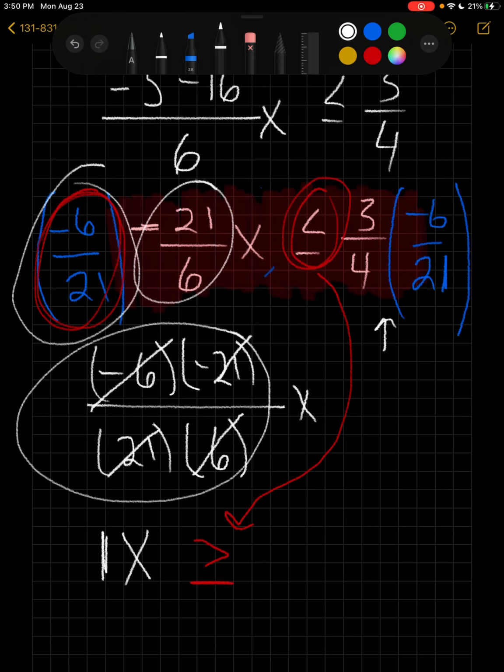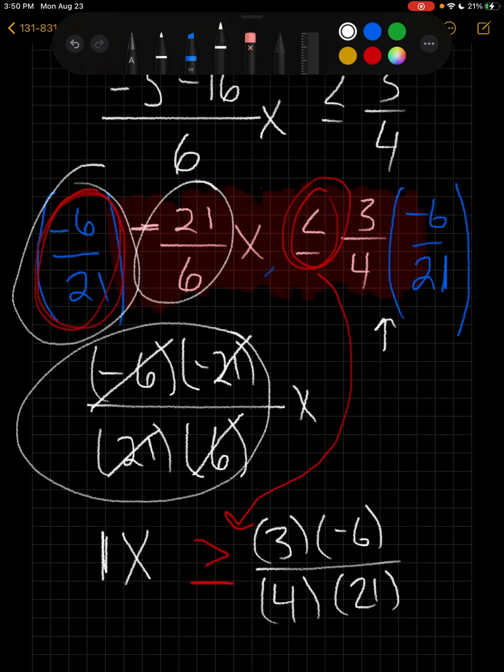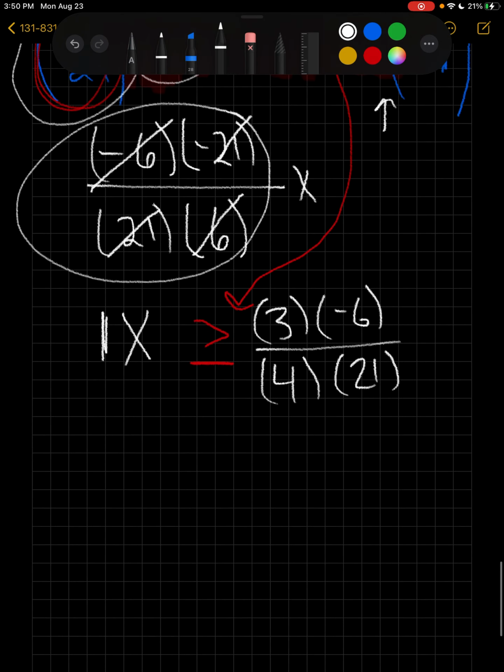And we didn't even do the rest of our work. We didn't even multiply this out. So let's go ahead and do that. We'll have 3 times negative 6 divided by 4 times 21. There's lots of ways to simplify fractions. I'll show you how I like to do it, but you might have another method that you like, in which case, stick with it.